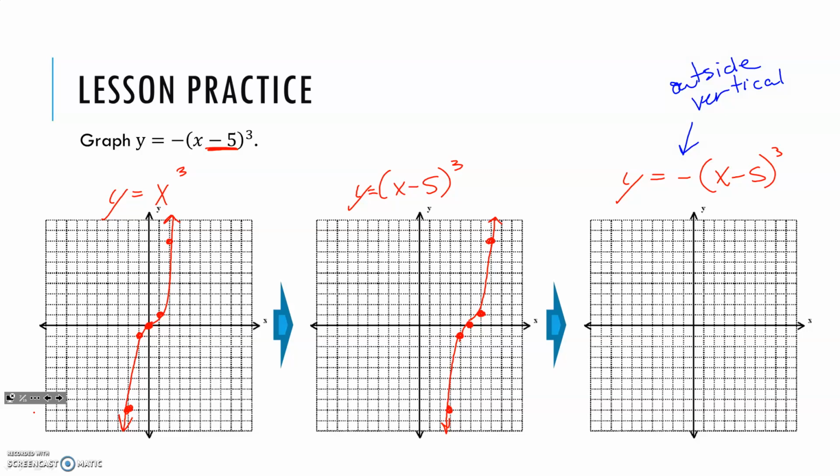And that means that this stuff that's up top will flip down. Okay, so whatever was up top has now flipped down. Okay, and then whatever was down below has now flipped up. So there is a vertical flip of our cube function.